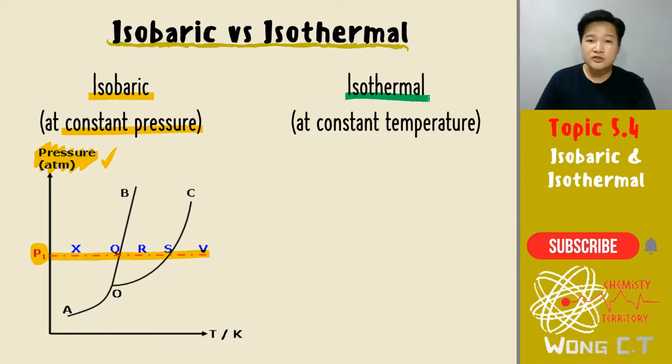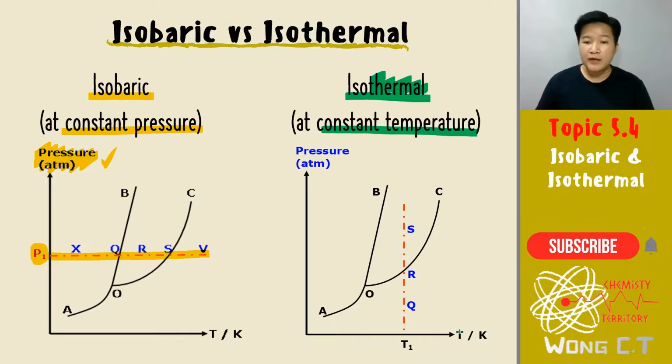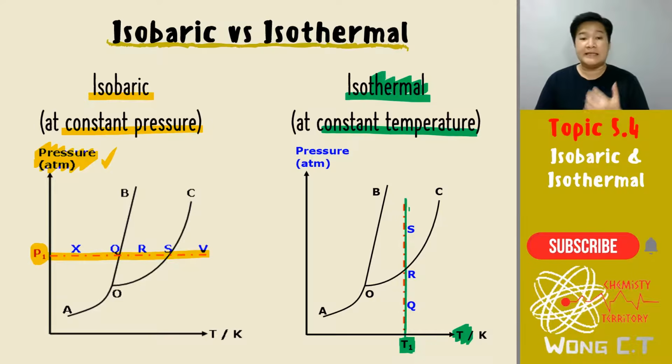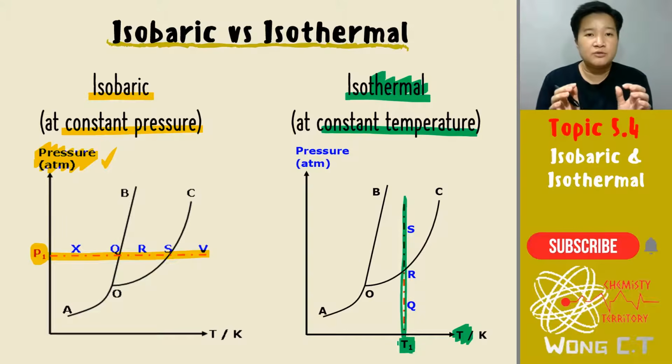Next is your isothermal. From the word thermal, we know that is a constant temperature. And the axis that we will look at is your temperature on the x-axis. And you can see this is my constant temperature, and the temperature must remain the same. And in here, your pressure can change, but your temperature must remain the same. That is your isobaric and isothermal.